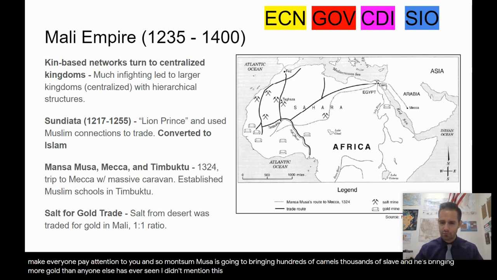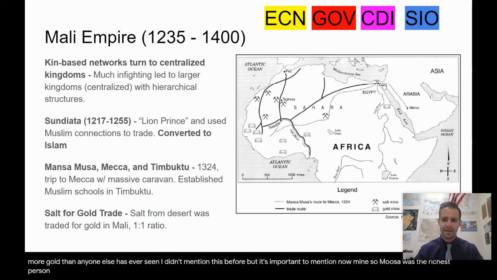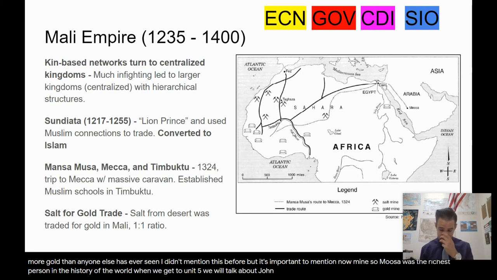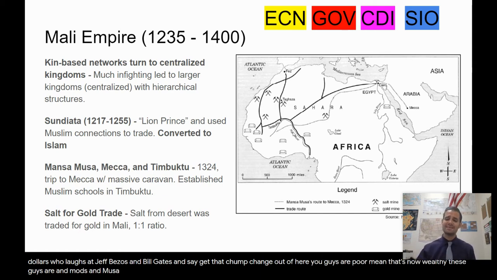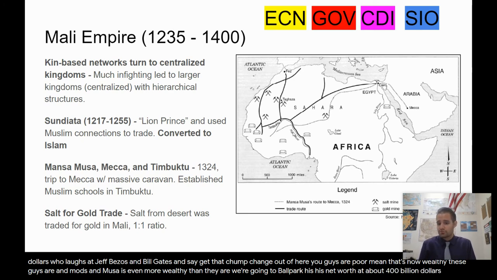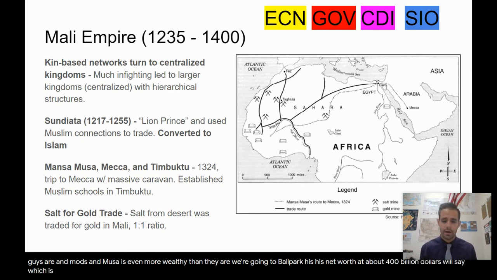I didn't mention this before, but it's important to mention now. Mansa Musa was the richest person in the history of the world. When we get to Unit 5, we'll talk about John D. Rockefeller. We'll talk about Andrew Carnegie. And we're talking about guys in the hundreds of billions of dollars who laugh at Jeff Bezos and Bill Gates and say, get that chump change out of here. You guys are poor. That's how wealthy these guys are. And Mansa Musa is even more wealthy than they are. We're going to ballpark his net worth at about $400 billion, which is far more than anyone else in the history of the world.